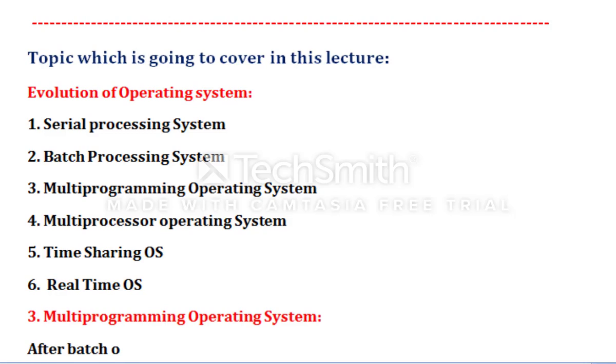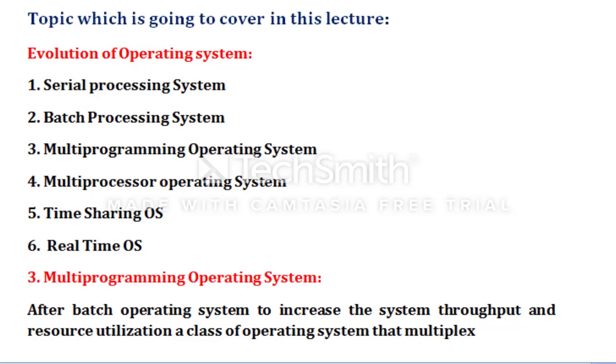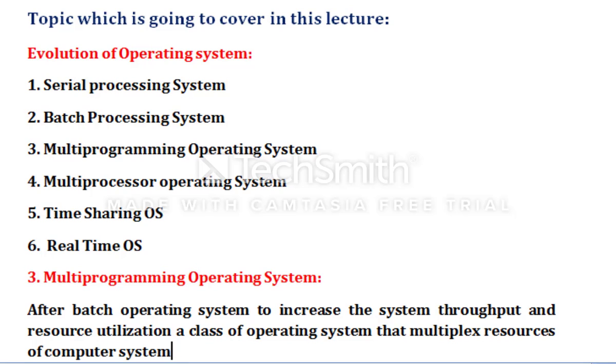After the batch operating system, to increase the system throughput and resource utilization, a class of operating system that multiplexes the resources of the computer system among multiple active programs was evolved.